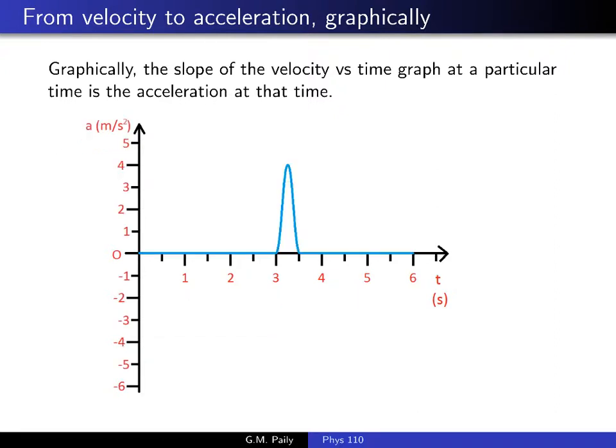We see that the corresponding acceleration versus time graph is initially flat, and then spikes, and then is flat again. This makes sense because initially the velocity was constant, and then when the velocity increased or became less negative, the acceleration was positive, and then when the velocity was constant again, the acceleration was zero.